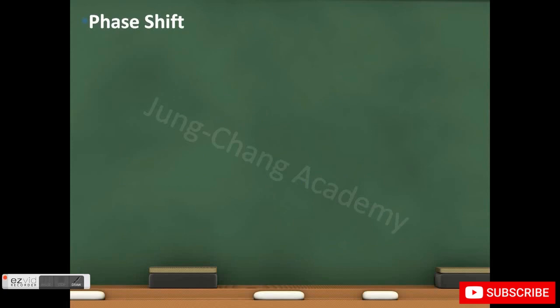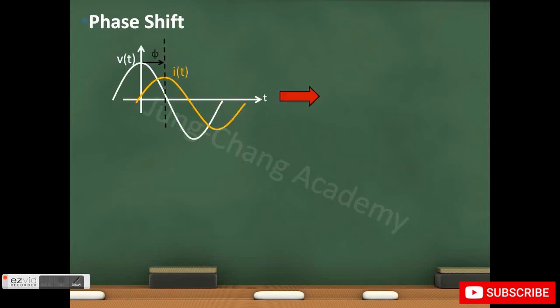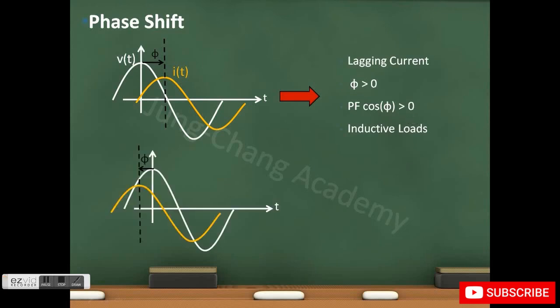Now let's look at what happens when you have a current lagging a voltage. In this case, the phase shift is greater than 0, so the power factor cos phi will also be greater than 0, and we know that we have an inductive load. On the other hand, if you have a current leading a voltage, we know that phi is now negative, so the power factor cos phi is smaller than 0, and we have a capacitive load.